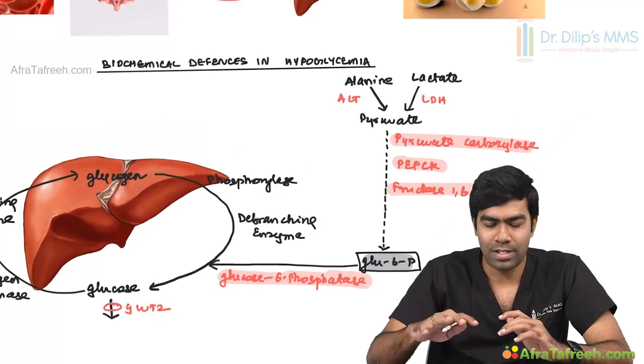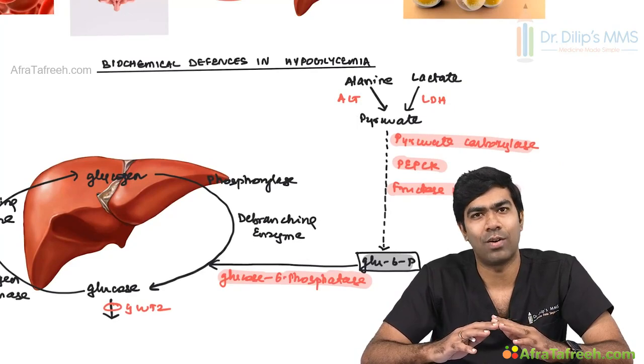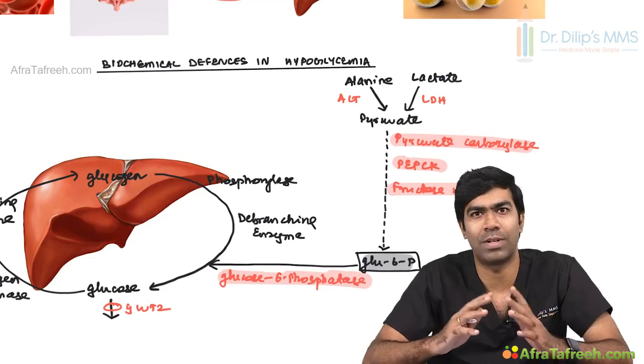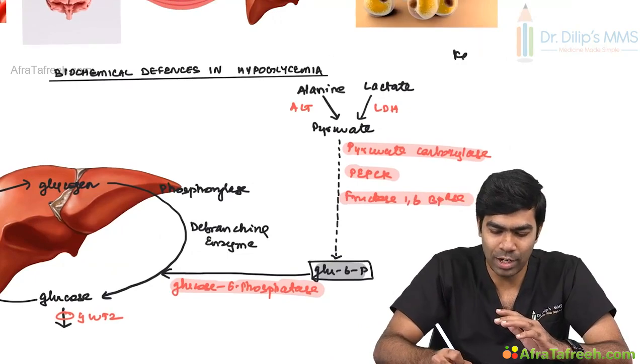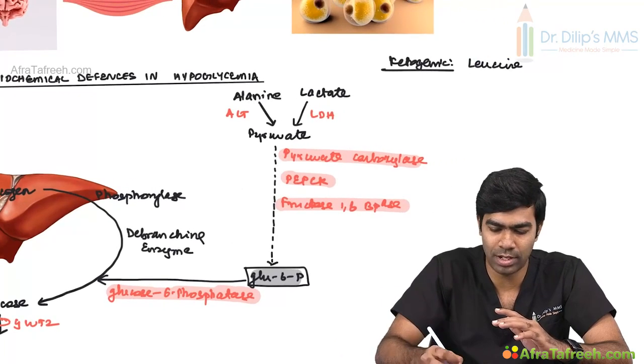So for that, you have to understand what are the gluconeogenic amino acids, what are the ketogenic amino acids, and what are the combined gluconeogenic and ketogenic amino acids, because these amino acids form substrates for gluconeogenesis. So first, let us see the ketogenic amino acids. The ketogenic amino acids are nothing but leucine and lysine. You can remember them as two L's. Leucine and lysine are ketogenic amino acids.